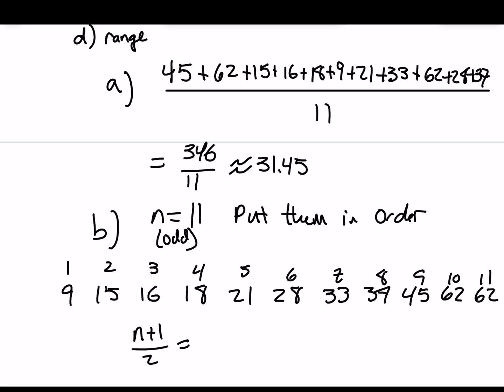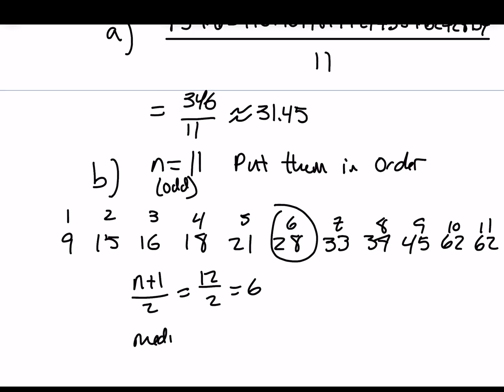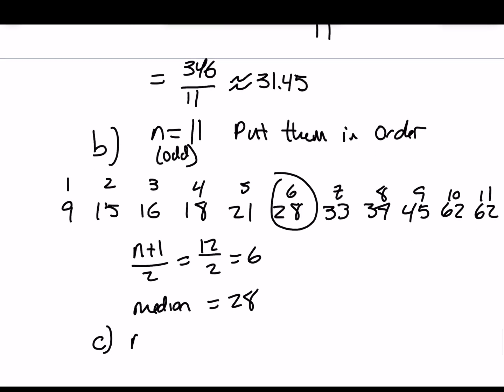N plus 1 is 11 plus 1, or 12, over 2, which is 6. So we want the 6th observation. So our median is equal to 28. Okay, part C, the mode.